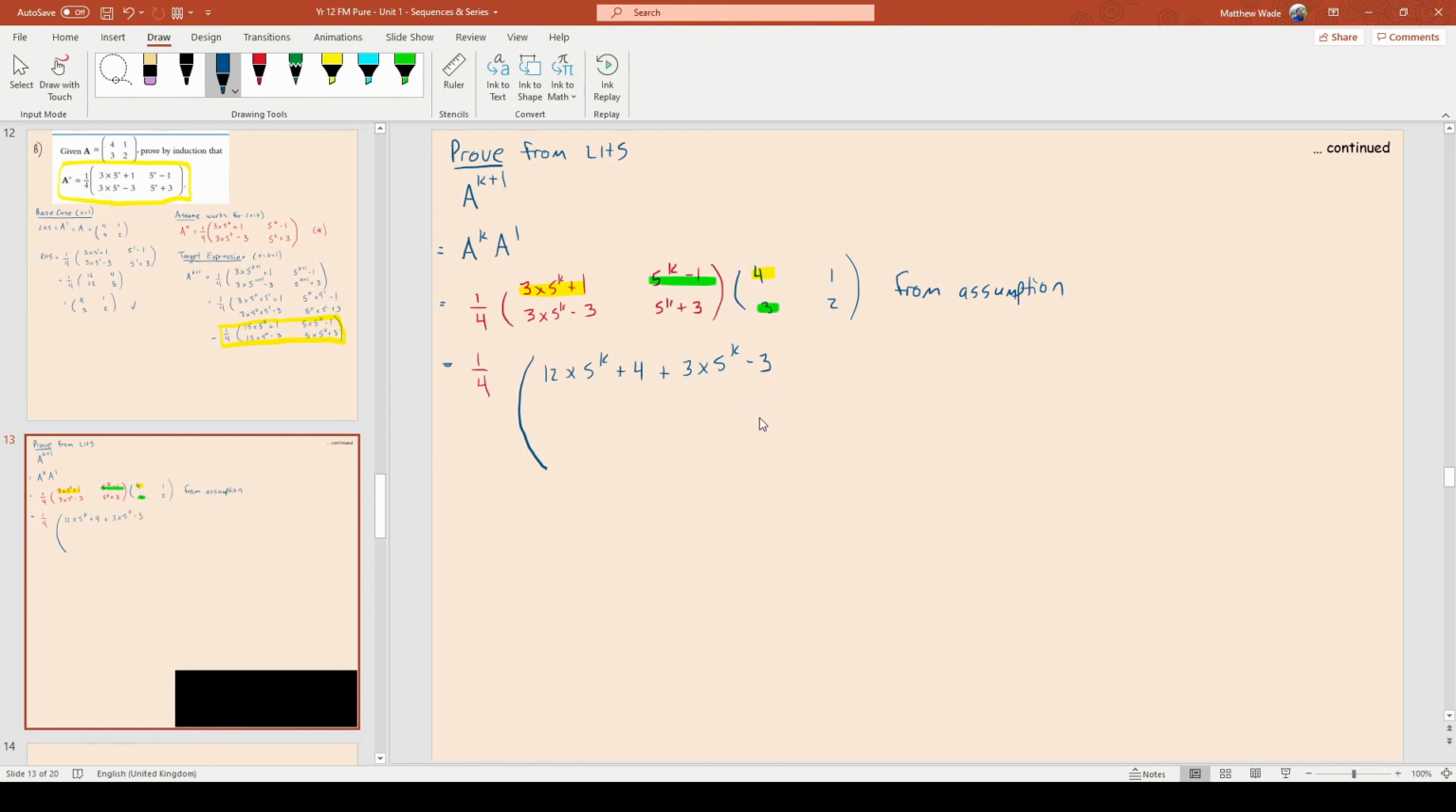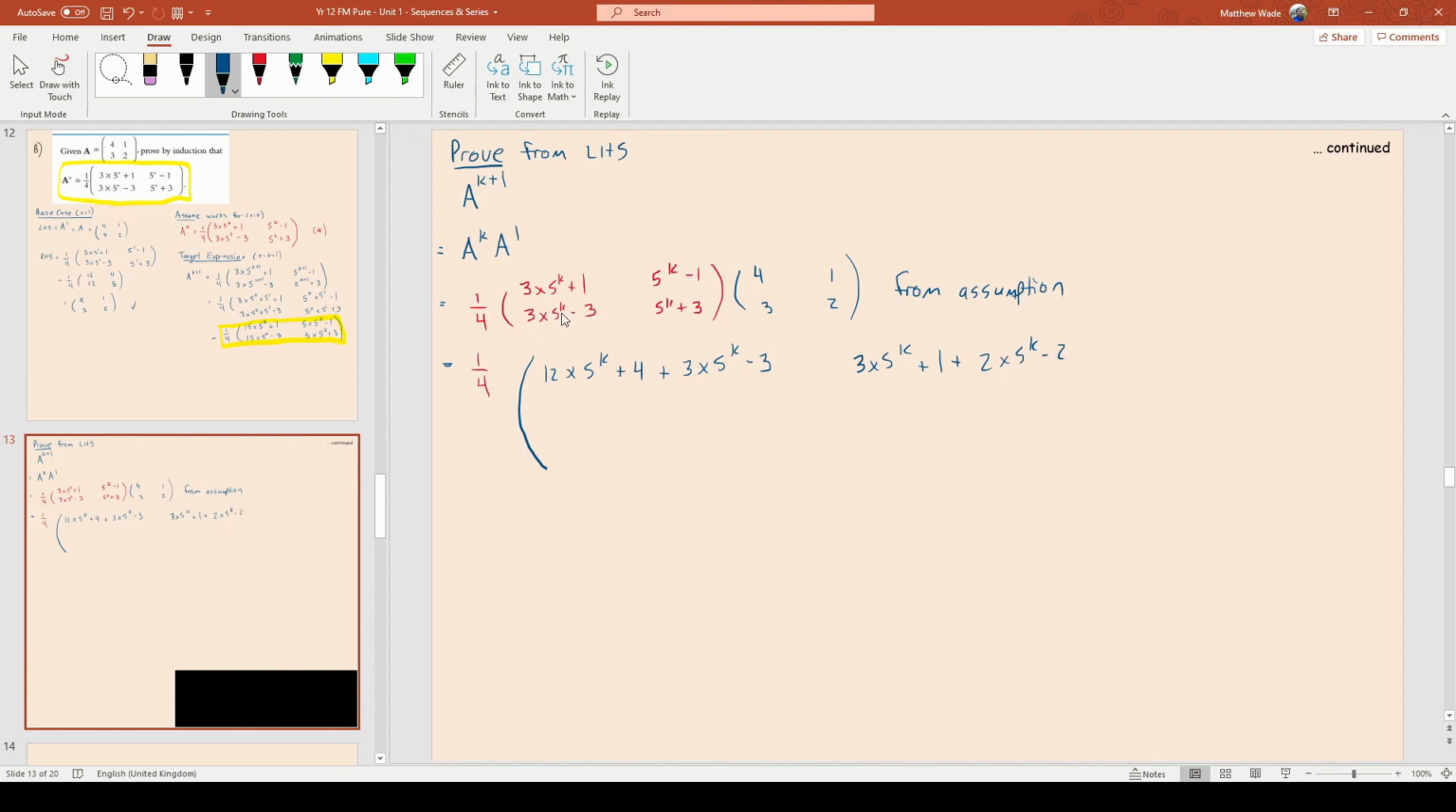Whew, already hard work. I'm going to get rid of the colors here because I think they're going to distract me if I keep using them. To get the second one, we are going to go with the 1 and the 2 rather than the 4 and the 3. So 3 times 1 is just going to be 3 times 5 to the k plus 1. It's just going to stay the same. Now we're going to go plus 2 times 5 to the k minus 2. That's that one.